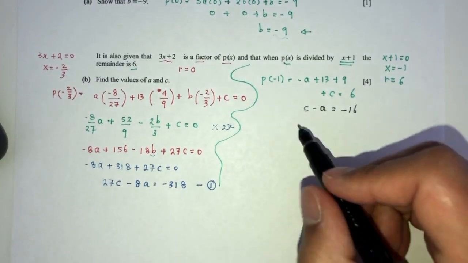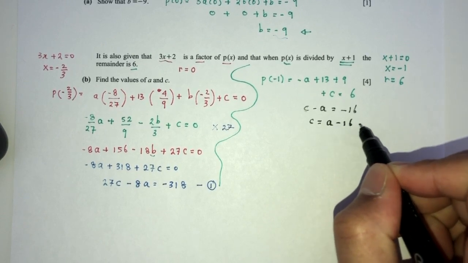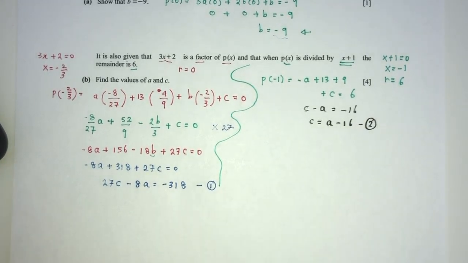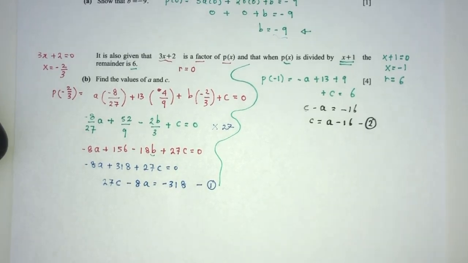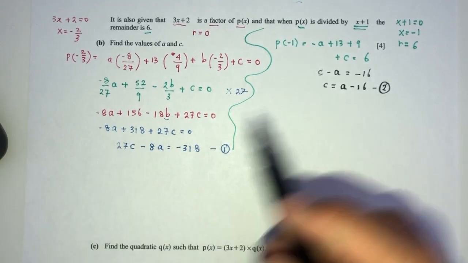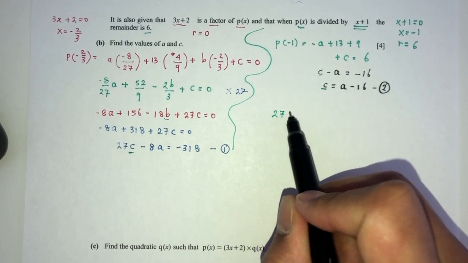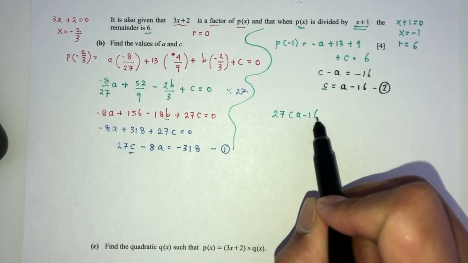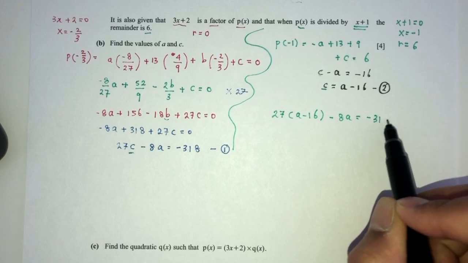So finally we can make c become the subject. So c will have to be a minus 16. Equation number 2. Now as you can see, we have 3 equations. We have to solve simultaneously to find the values of a and c. So one by one, let's replace c in this one. So 27c is also equal to a minus 16, minus 8a is equal to minus 318.